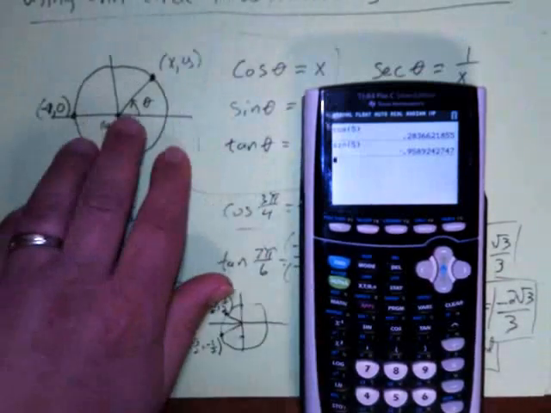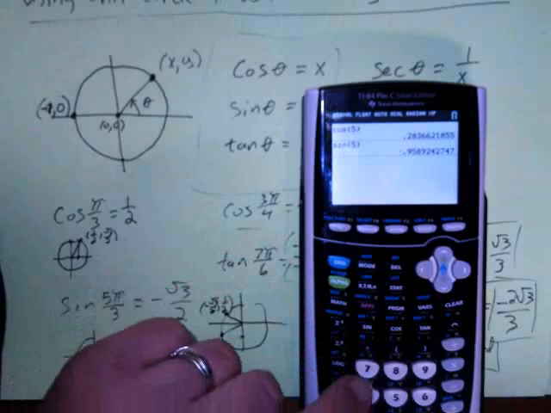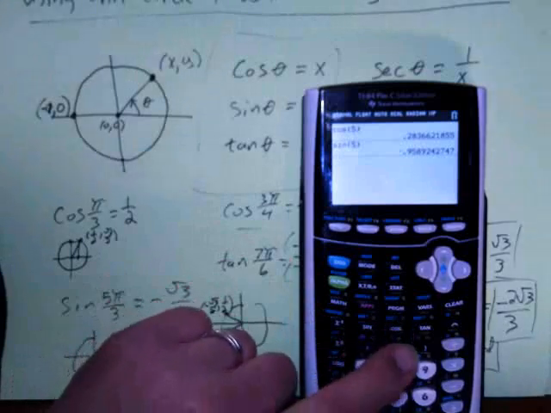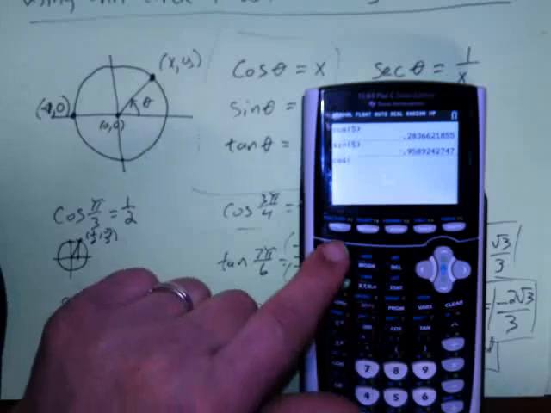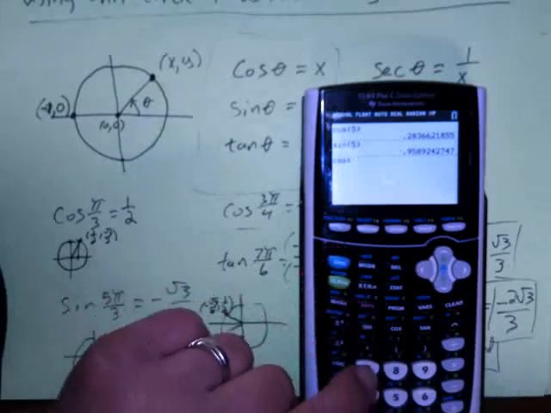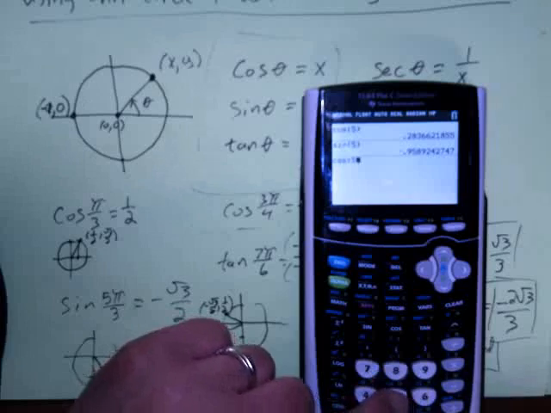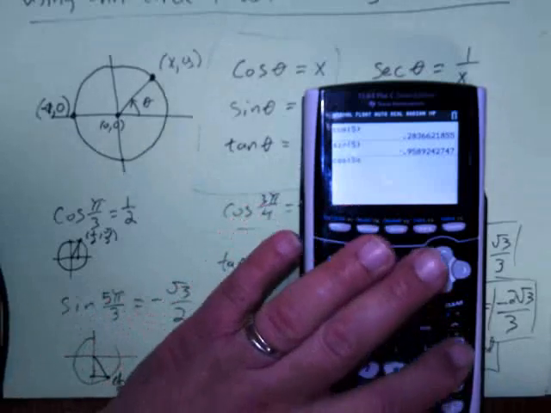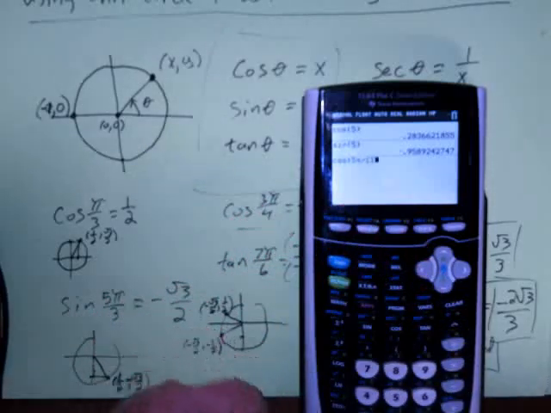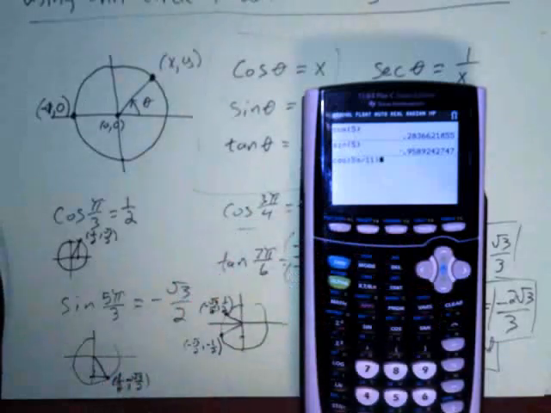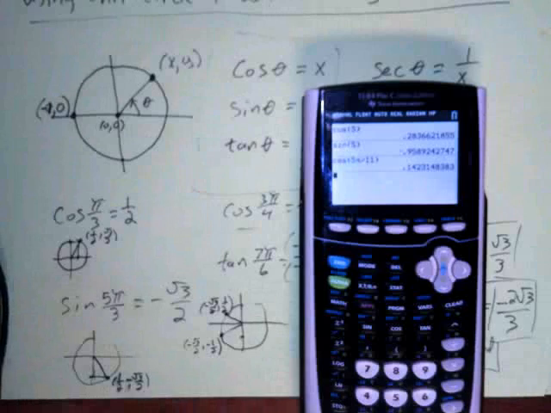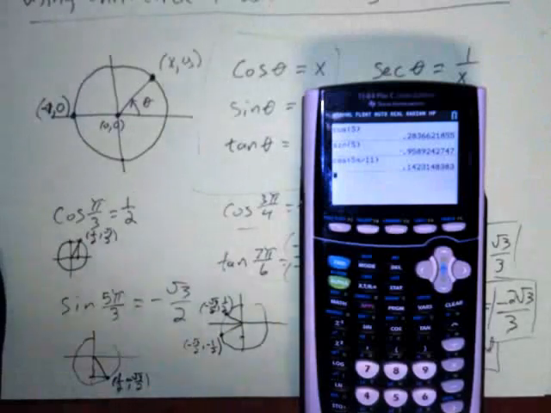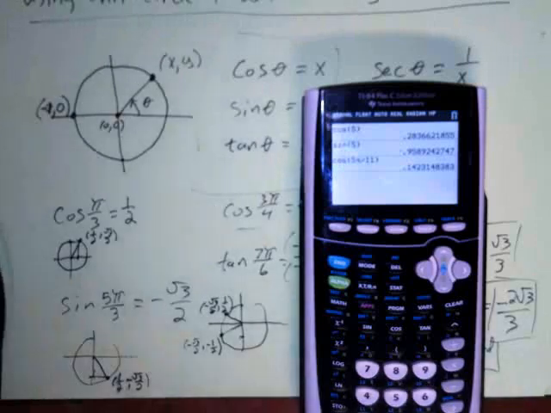And so for any other angle, even if it involves a pi, so let's say I want to do cosine of 5 pi over 11 or something like that, some weird angle, I'm going to need my calculator to find the trig value for that. So if it's not a special point on the unit circle, then you need to use the calculator.